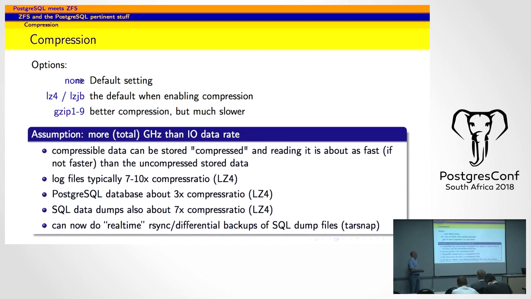If you look at the log files, when you write out things, like I'm using for PG Badger, we need to write out each and every query that goes through, and those sort of log files grow exponentially very quickly. We get a 7 to 10 times compression ratio on those things. Postgres database, typical 3 to 1 compression. SQL data dumps, about 7 times compression ratio.